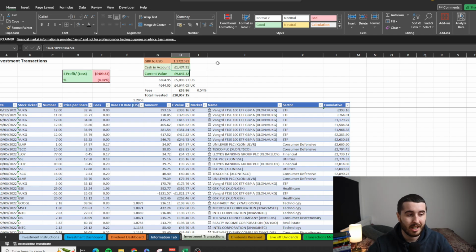And then cash in the account. That's, again, what I would put in there as well. Because the data input doesn't calculate cash, because you're not adding cash. So I would just have your cash value there. You don't need to worry about these.